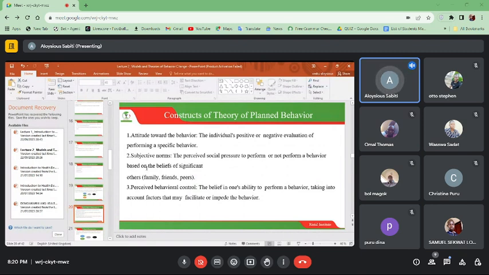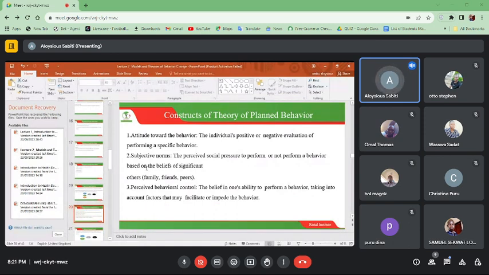So the attitude toward the behavior is the individual's positive or negative evaluation of performing a specific behavior. So what is the person's attitude towards delivering in a health facility? What is the person's attitude towards having a specific balanced diet? What is the person's attitude towards attending 4 antenatal care visits? That is now the attitude that is being explained in the planned behavior.